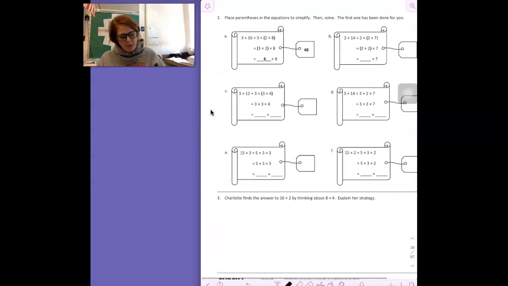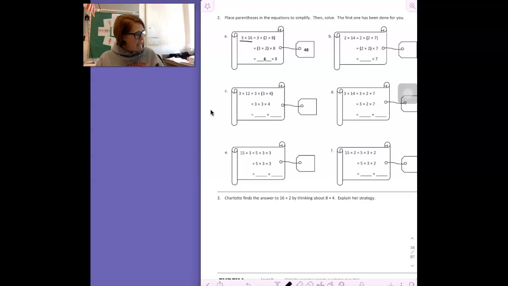Let's take a look at number 2. So it says place parentheses in the equations to simplify, then solve. The first one has been done for you. So we're solving 3 times 16. They're breaking down the 16 into 2 times 8. And then they're changing the parentheses to be 6 times 8.